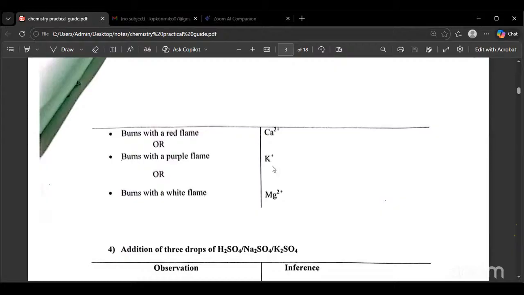Most of the time, the reason why I summarized this one and wrote very few of them is because this is not the best way of identifying the cations. The best way of identifying cations is using sodium hydroxide and ammonium hydroxide. So using those two is the major one.